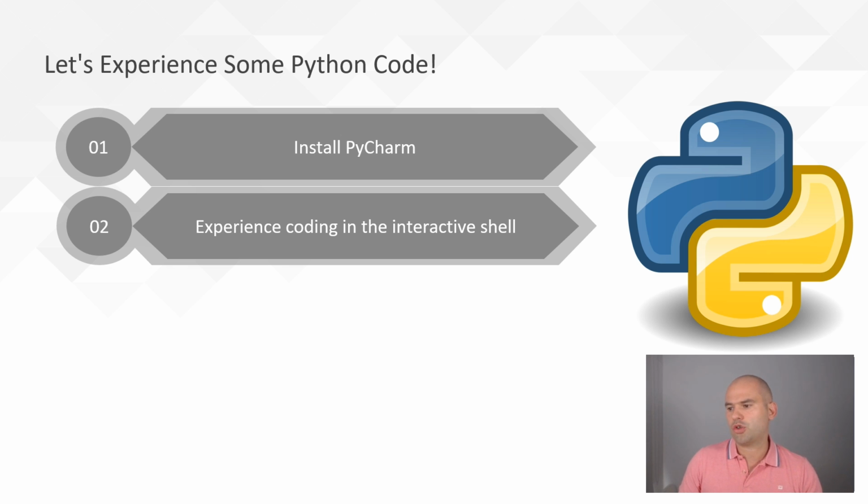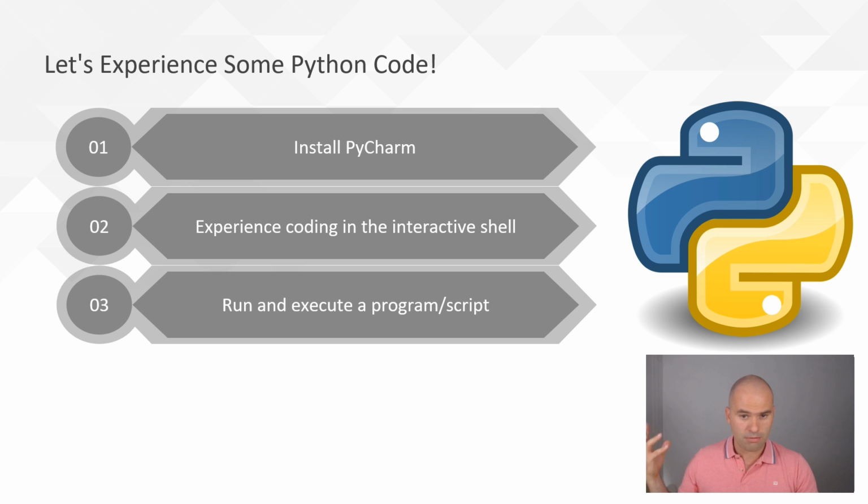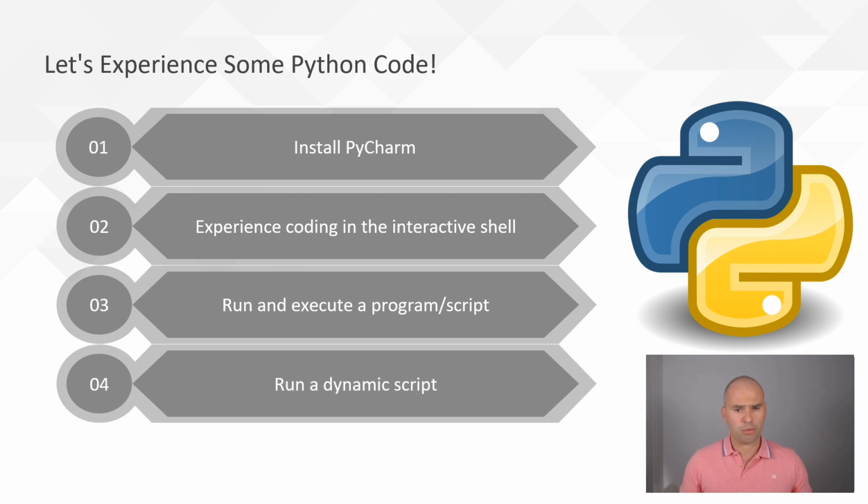After that, we're going to run and execute a simple program or script. And finally, we're going to run and execute a program, which is a dynamic script. So basically, you're going to type the file name on the command line, and you're even going to type in some arguments, which is quite handy. So let's get into that.